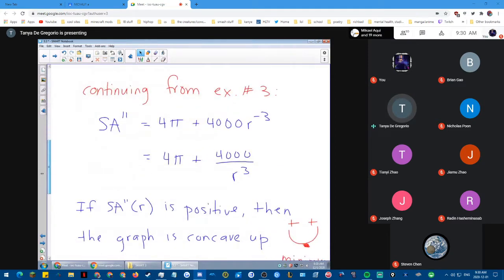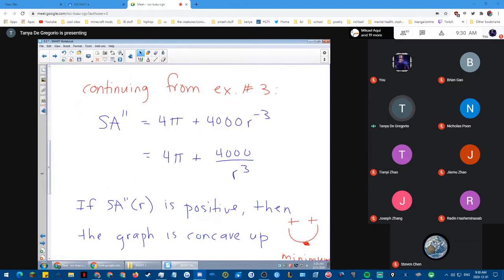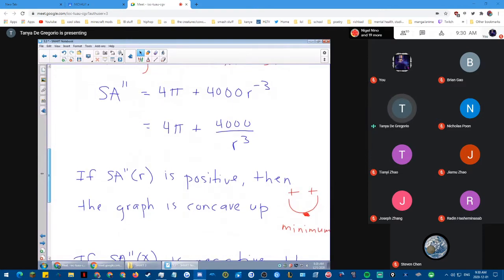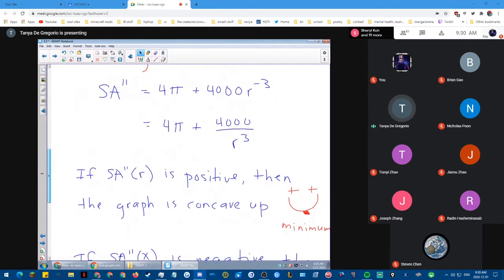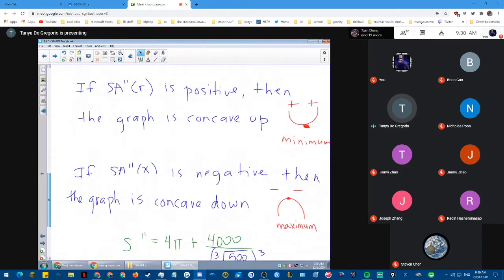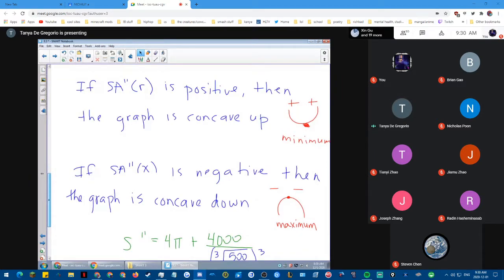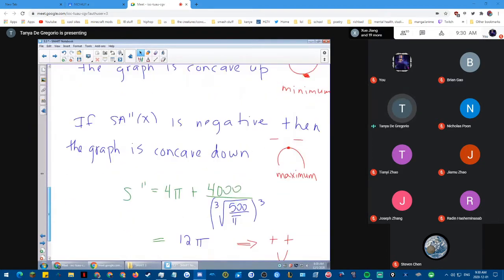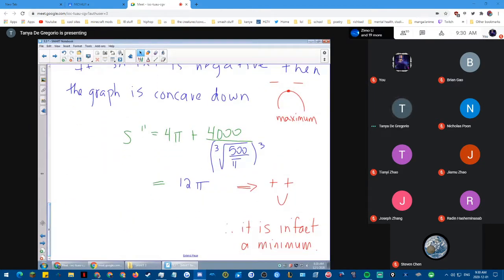Just a little preview, not necessary. Continuing from example 3, if I wanted to use that second derivative test, I find the second derivative, which is 4 pi plus 4,000 r to the negative 3. That's just by taking another derivative. Now I check: when I sub in my r, is it positive or negative? If it is positive, then it's concave up, so it has to be a minimum. If you get a negative value, it has to be concave down, and therefore a maximum. So yet another way to find max and min.